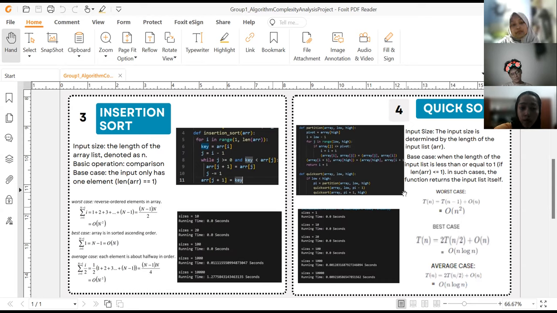A crucial aspect is the base case. When the length of the input list becomes less than or equal to 1, the algorithm reaches a stopping point. At this stage, the function returns the input list itself. This base case ensures that the algorithm doesn't keep dividing the list endlessly and serves as the anchor for the recursive process. Understanding the input size and the base case is essential in grasping how quicksort eventually accomplishes sorting tasks by breaking down larger data sets into manageable and sorted subarrays.